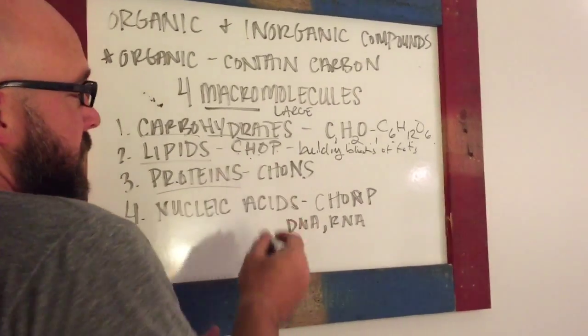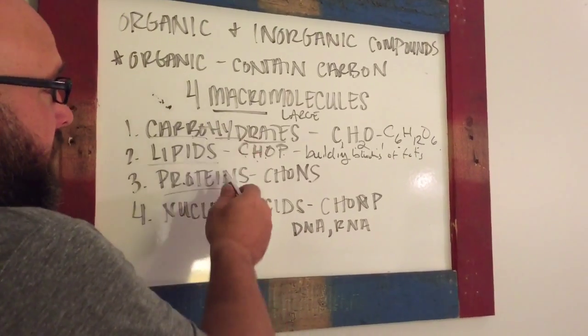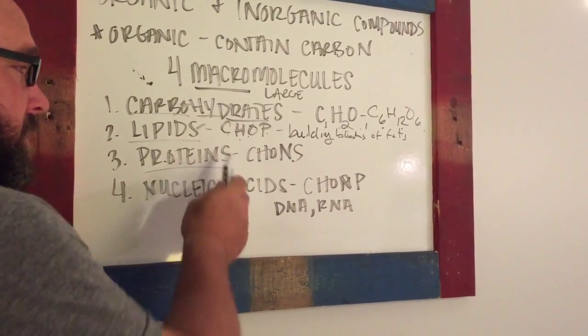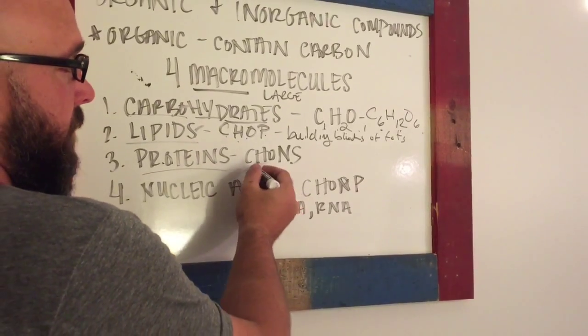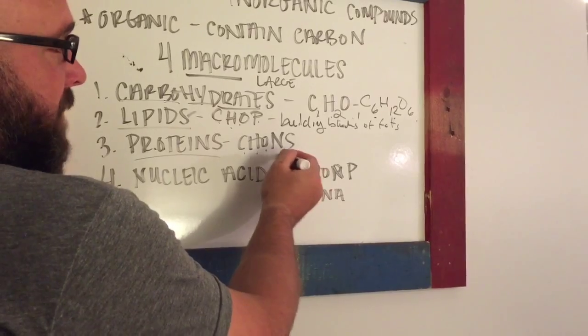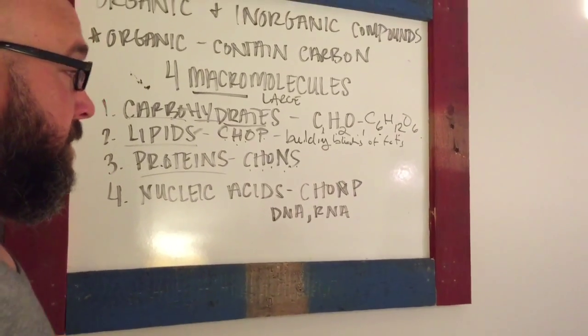The third one is proteins. These can be burned for energy. Proteins have carbon, hydrogen, oxygen, nitrogen, and sulfur.